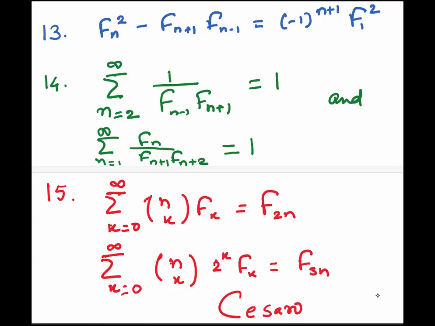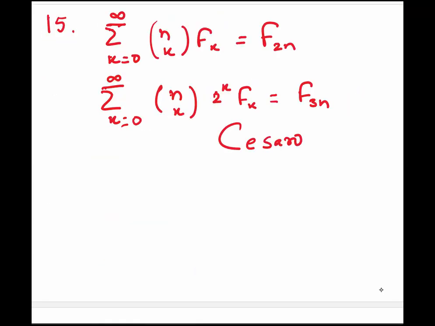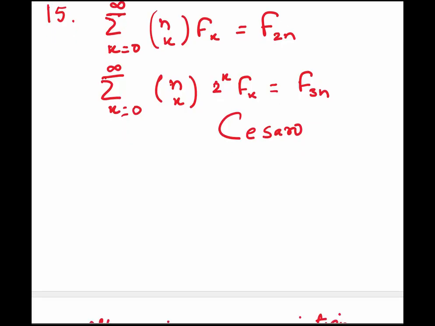In the 14th identity, we have taken the sum of the reciprocals. So summation n from 2 to infinity of 1 upon F(n-1) into F(n+1) will always be equal to 1, and summation n from 1 to infinity of F(n) upon F(n+1) F(n+2) will always be again 1. The 15th one gives us summation k equal to 0 to n of the binomial coefficient (n choose k) F(k) will always be equal to F(2n), and summation k equal to 0 to n of binomial coefficient (n choose k) 2 to the power k F(k) is equal to F(3n). These identities were given by Cesaro.